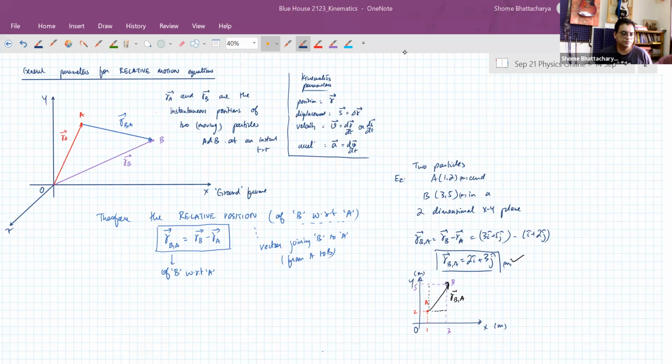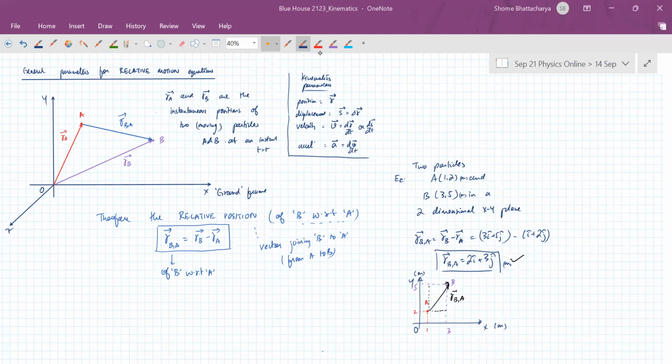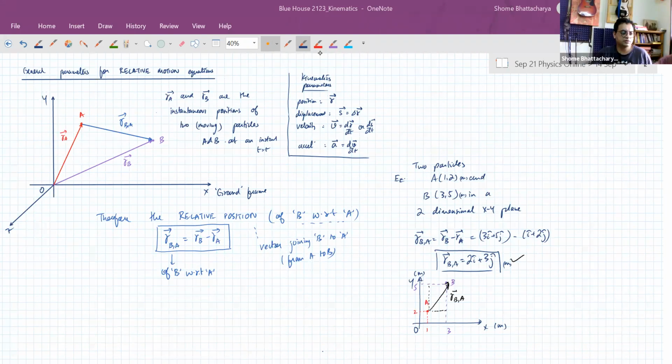Exactly, that's correct. If we were looking at the position of A with respect to B, then it would be opposite to this one, because it would be the vector from B to A, pointing towards A. Only the direction will change. The magnitude will be the same. The direction will be the opposite.